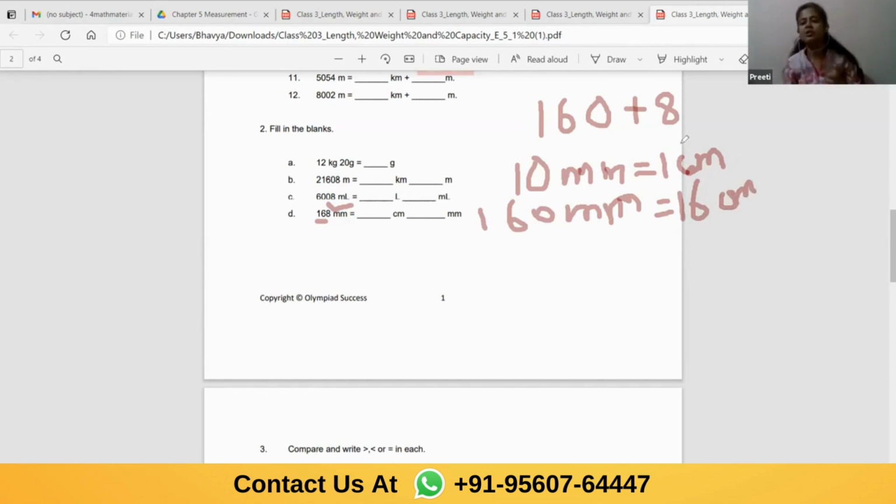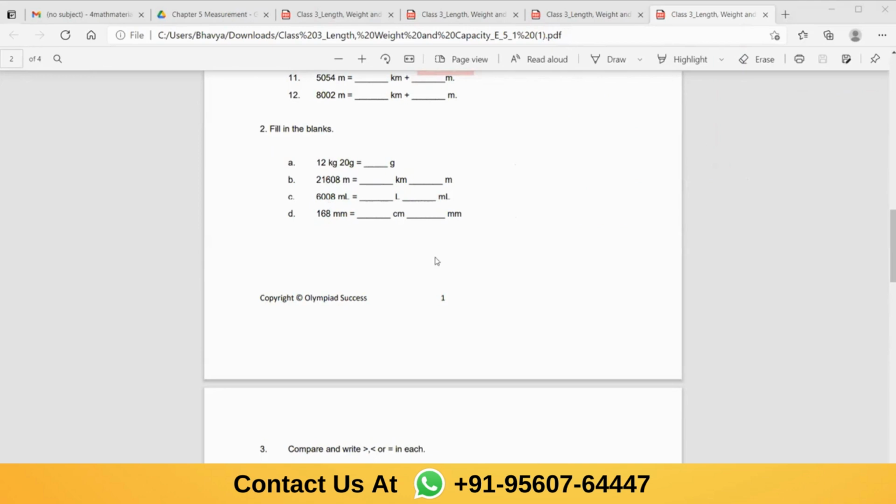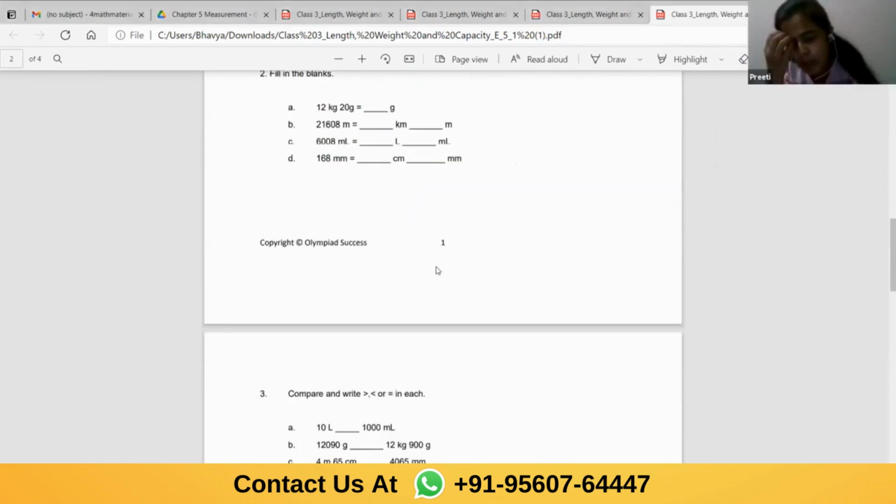Whenever you have to change centimeter to millimeter, you will multiply by 10. The rule remains the same. If you are changing a bigger unit into a smaller unit, multiply, and smaller unit to bigger unit, divide. Okay, am I clear on this? Everybody make a note of 1 centimeter is equal to 10 millimeters, I believe. Yes, ma'am. Yes, ma'am. Yes, ma'am. Okay.